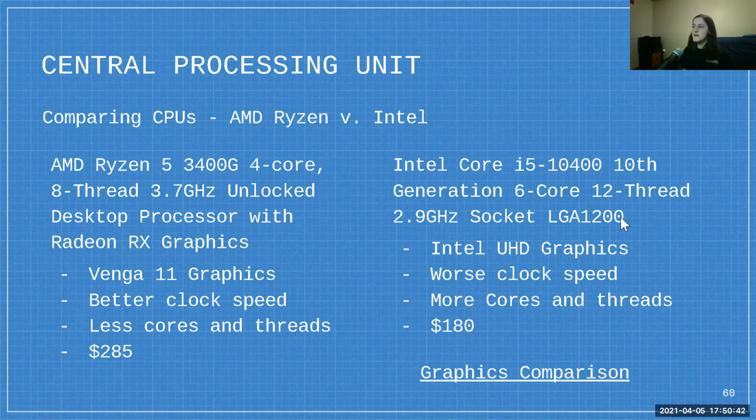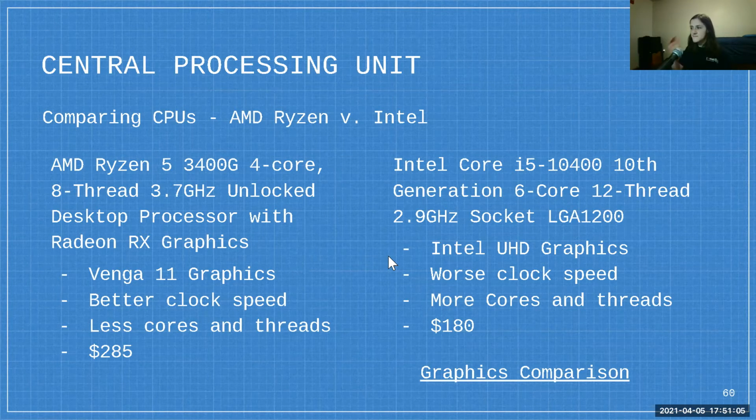So if we look at comparing these, something that's going to be important in our comparison is graphics, because we said we want integrated graphics, right? We're not going to have a graphics card. So the Ryzen has Vega 11 graphics, and then the Intel Core has Intel UHD graphics, and we will compare those here in a second at this link.